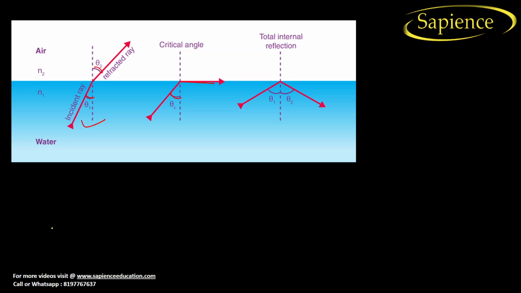When you observe this type of figure, let us consider the case when light passes from a denser to a rarer medium. As you know, water is the denser medium and air is the rarer medium. Whenever light passes from a denser to a rarer medium, what will happen? Light will always bend away from the normal. By this principle, we will understand what actually happens in total internal reflection.